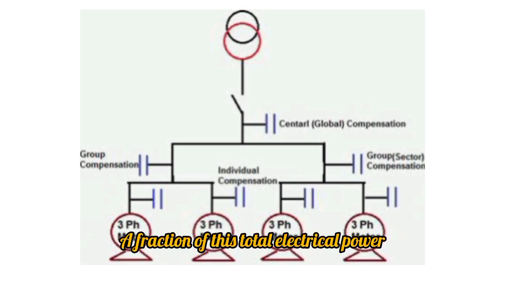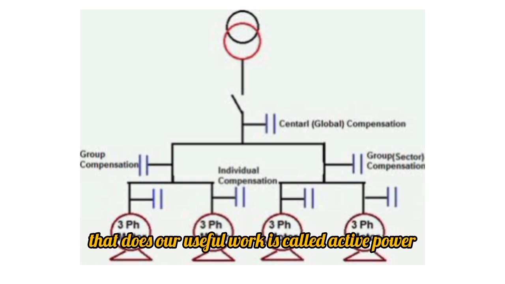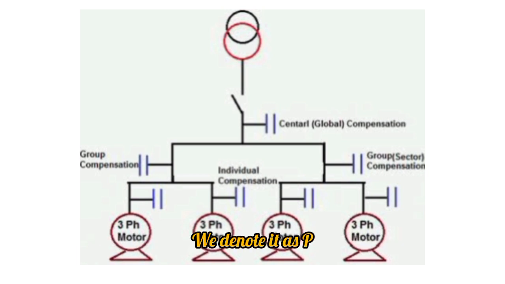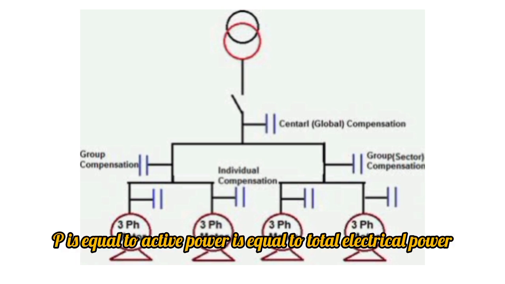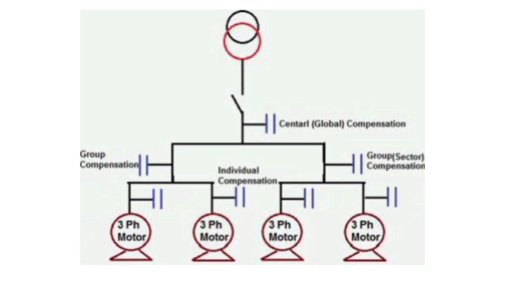A fraction of this total electrical power that does our useful work is called active power. We denote it as P. P is equal to active power is equal to total electrical power times cos theta, and its unit is watt.